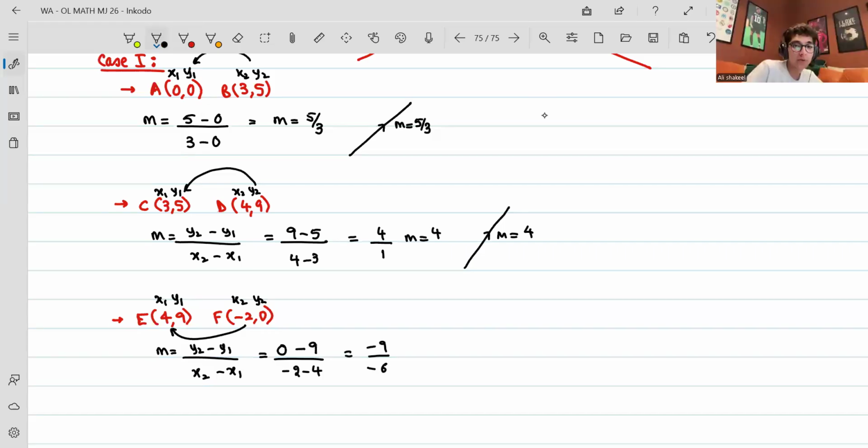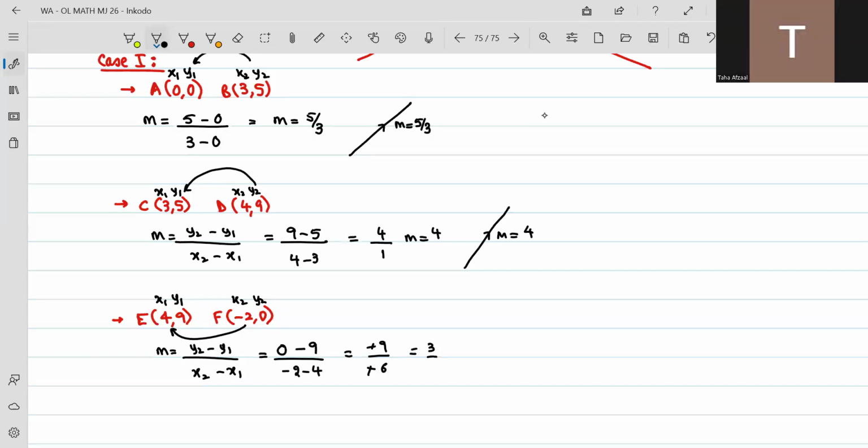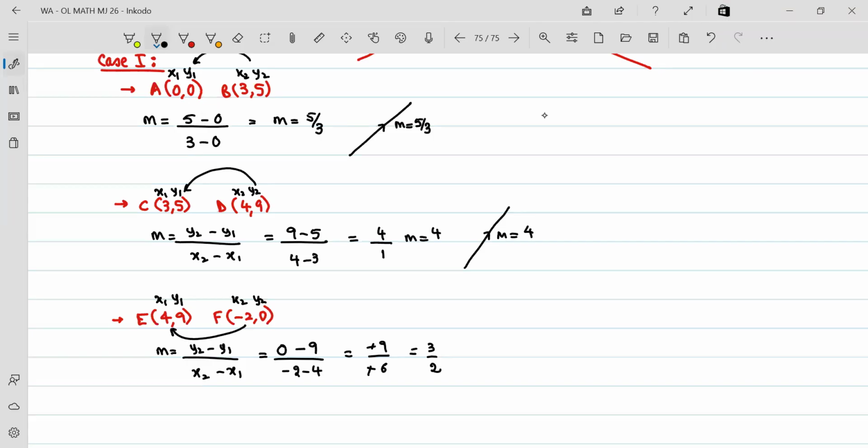Sir, minus 9 upon minus 6. And take the minuses away. You get 3 times and 3 2 times. Again, Ali, is the gradient positive or negative? Sir, positive. Okay, so that's going to be upward sloping. The graph is going to be like this. Okay.